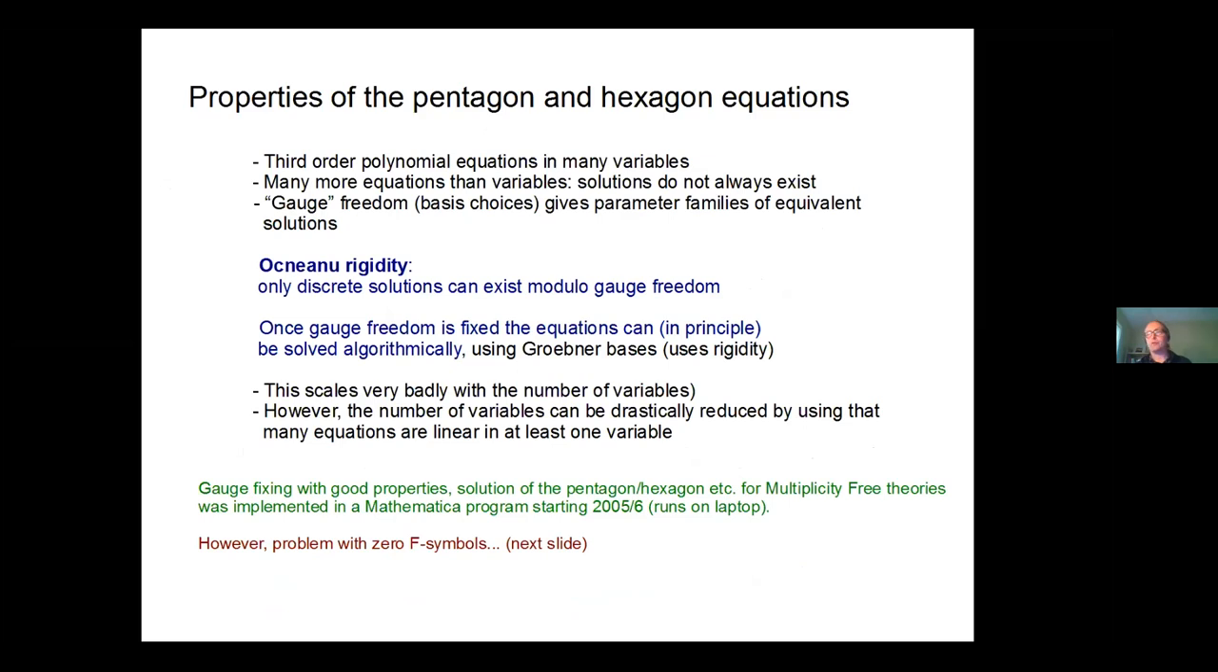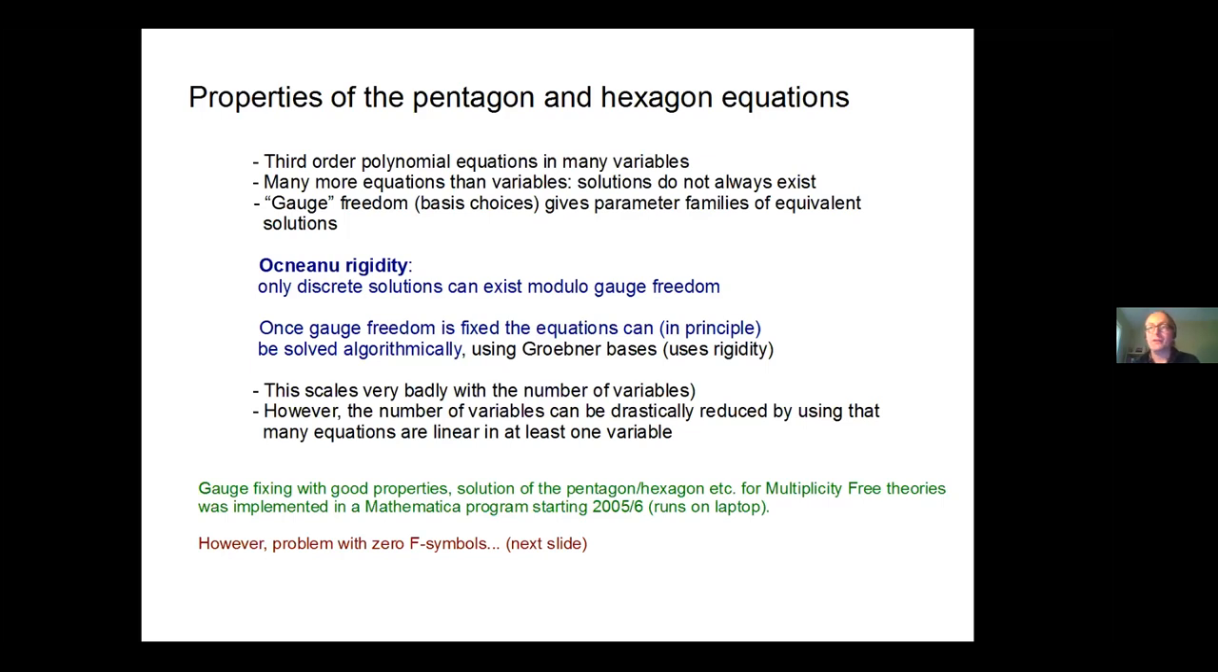Okay, now, then there's Ocneanu rigidity, which basically tells you that once you manage to fix the gauge freedom, take out the gauge freedom, then there's only a discrete set of solutions. And actually, once you fix the gauge freedom, then it's clear that you can, in principle, solve the equations algorithmically using Gröbner bases, because Gröbner bases are a method for solving arbitrary polynomial equations, which is algorithmic if you know that there are only finitely many solutions. Now, that sounds great, but Gröbner basis methods scale really badly, worse than exponential in both the number of variables, the number of equations, and the degree of the equations.